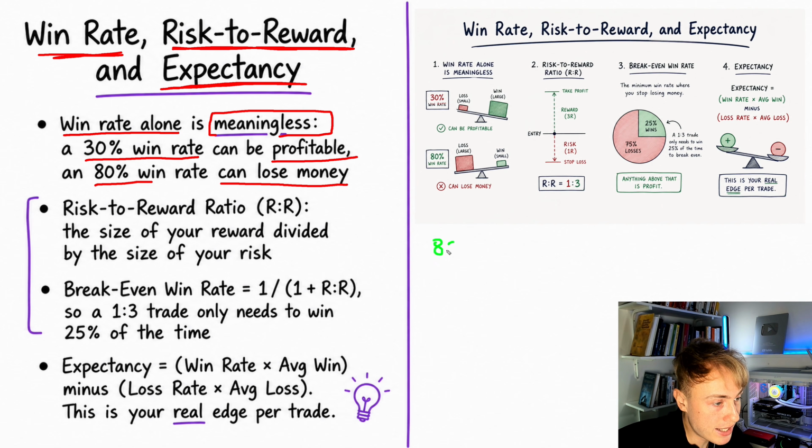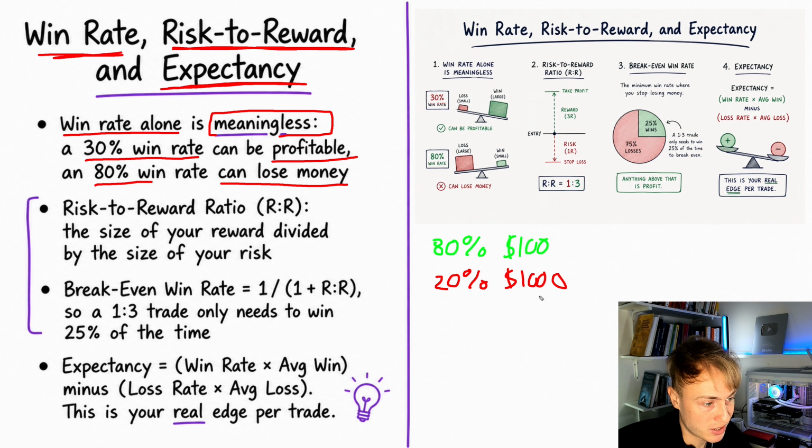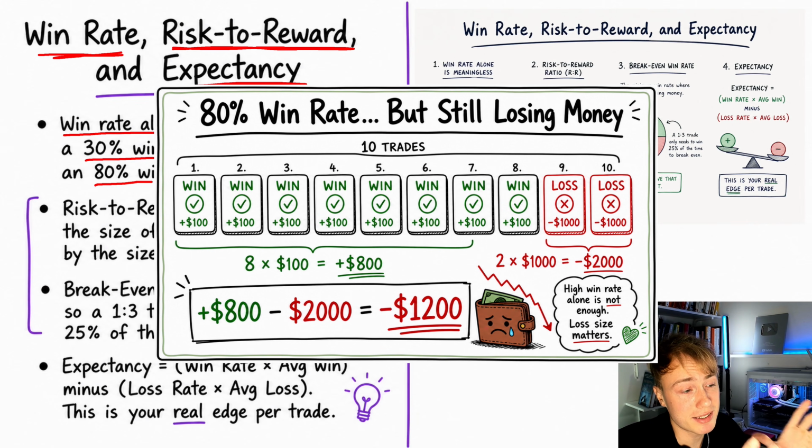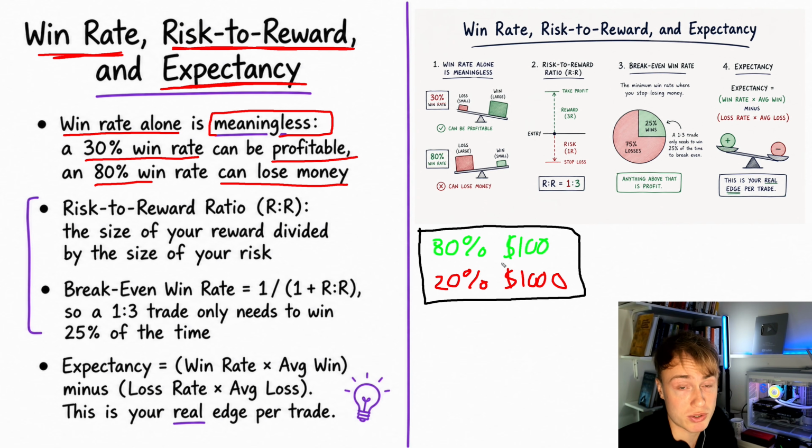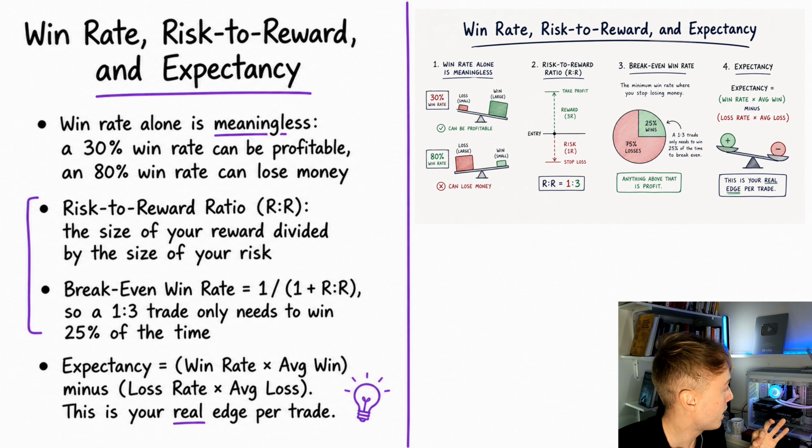Because let's say you have an 80% win rate, but when you win, you win $100. And of course, if you have an 80% win rate, you have 20% to lose. But when you lose, you maybe lose $1,000. You can hopefully, just by looking at these numbers, see that even though we have an 80% win rate, we will lose money. And very soon, I will show you guys a calculator you can use to calculate if your trading strategy is profitable or not. I will return to that very, very soon.